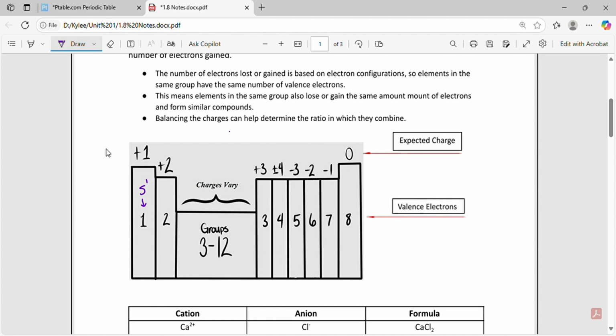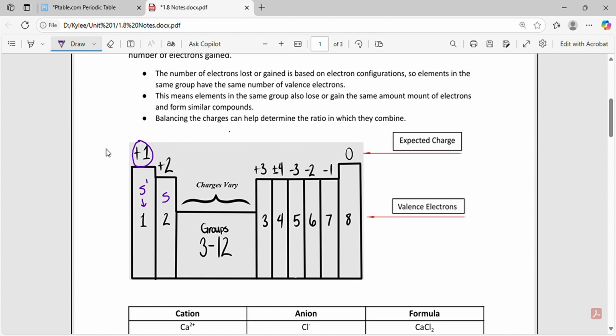And so it's easier for group 1 to lose than it would be to gain. And that's why sometimes you'll see on periodic tables the charges drawn up above it to tell me that this group always is going to make a +1 charge.